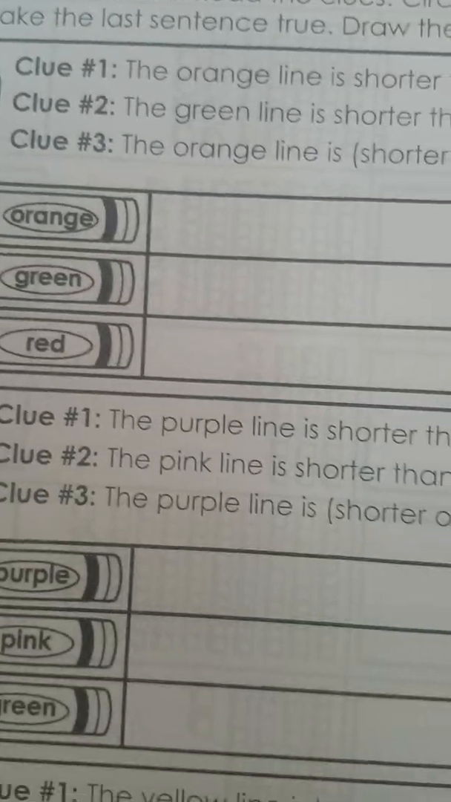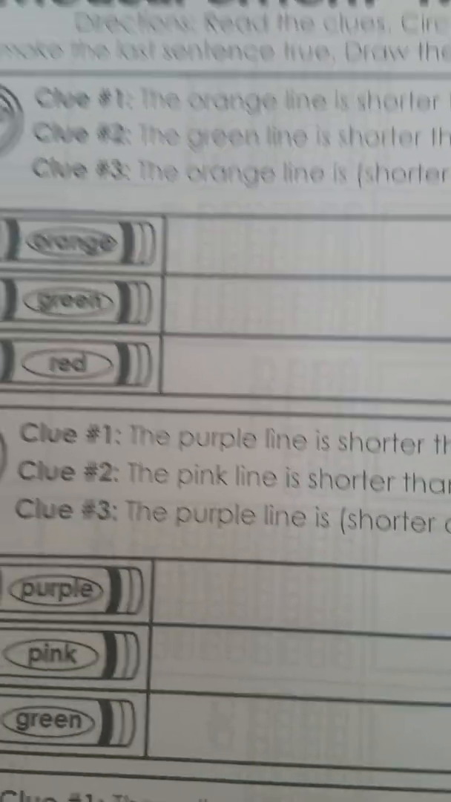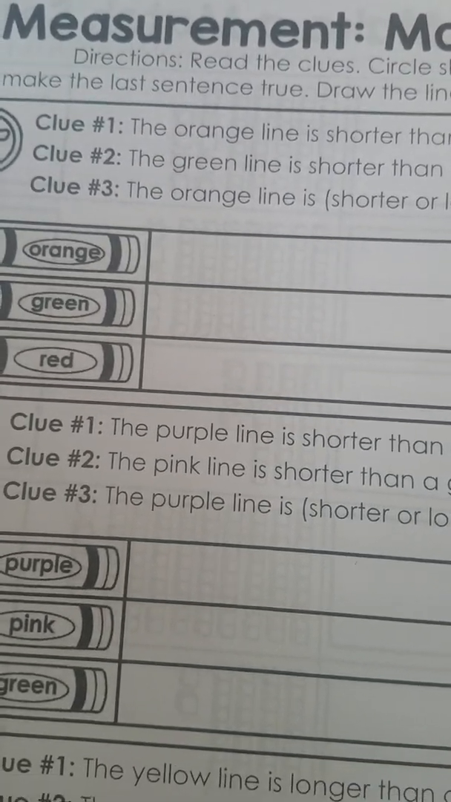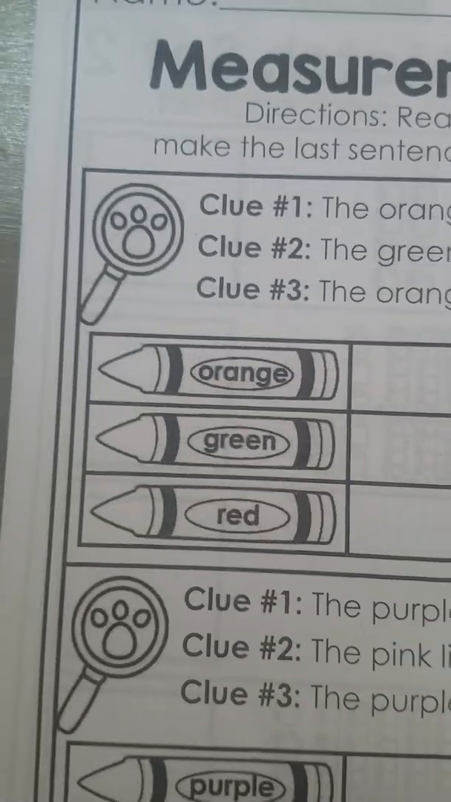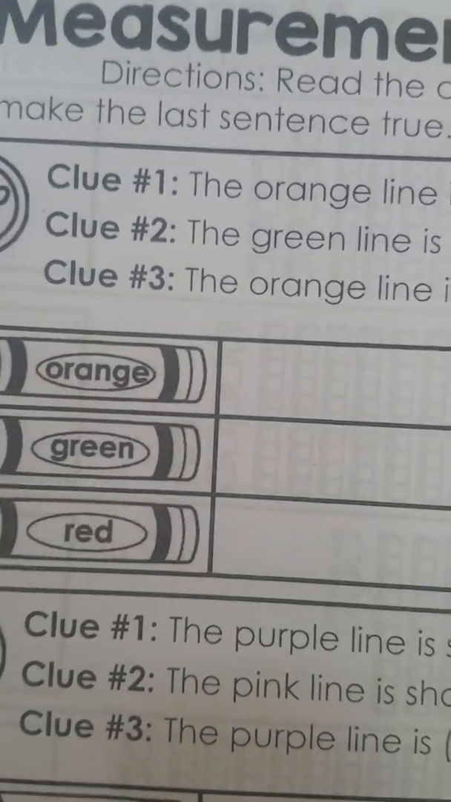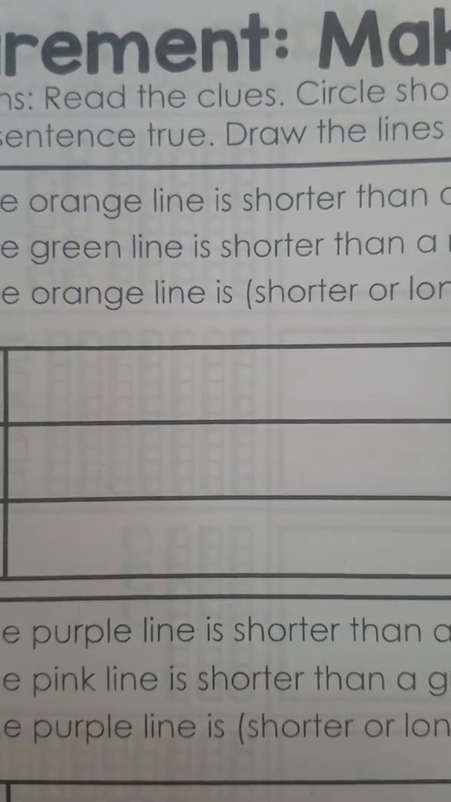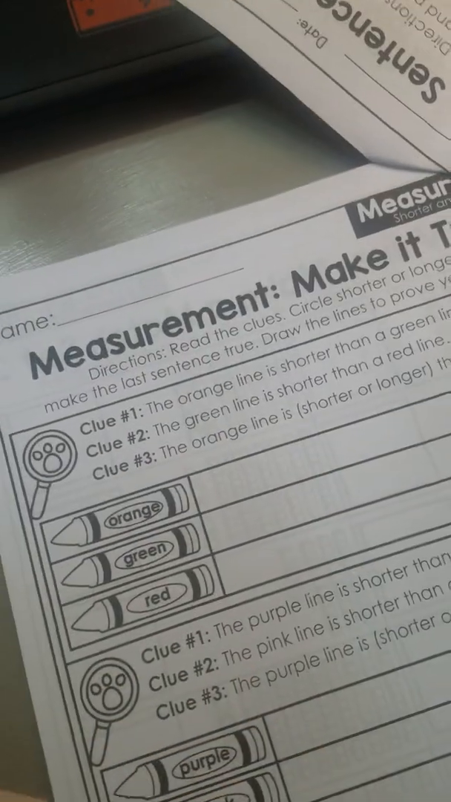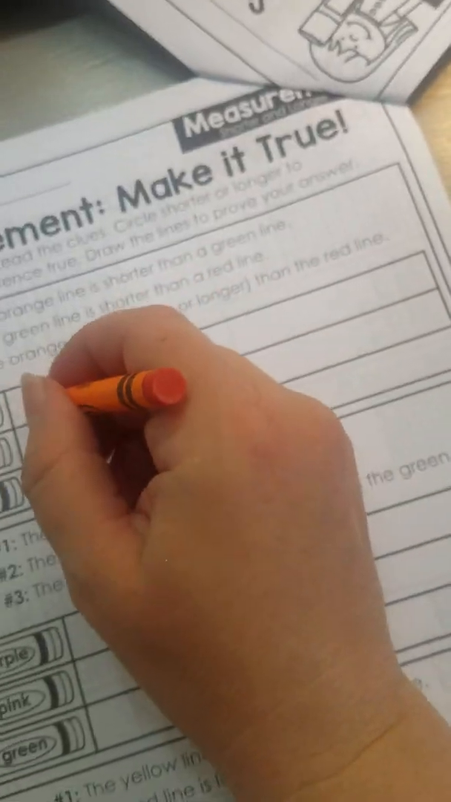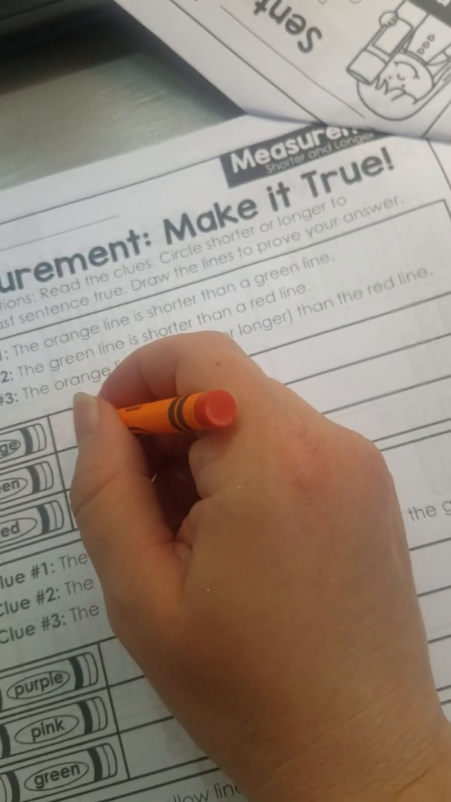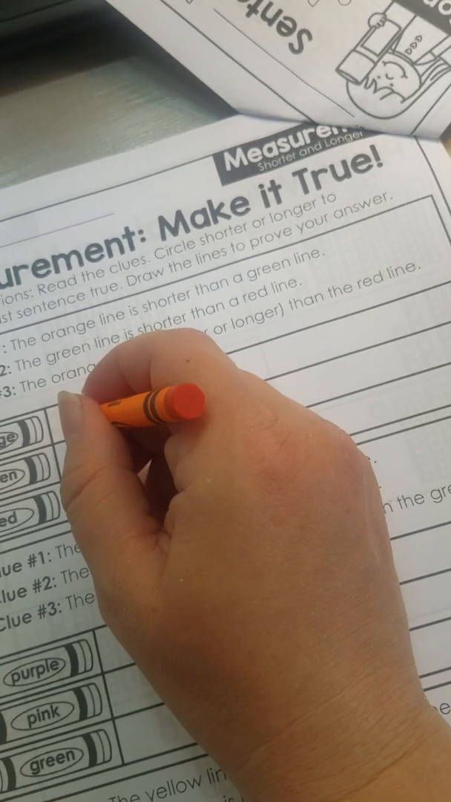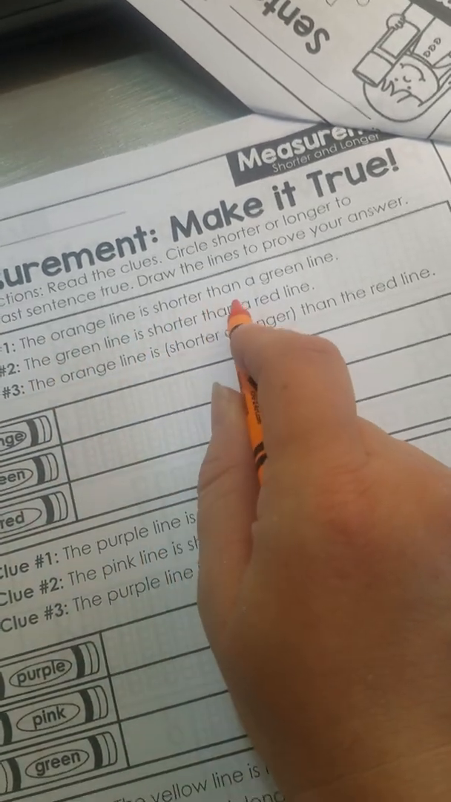Okay, so let's look at the first one. And the best way to do this is just to draw the lines as you go. And that way you can see it and you know what's happening. So clue number 1 says the orange line is shorter than a green line. Okay, so I'm going to draw an orange line here, and I'm not going to go crazy because I know that it's going to be shorter than the green line. So it says the orange line is shorter than a green line.